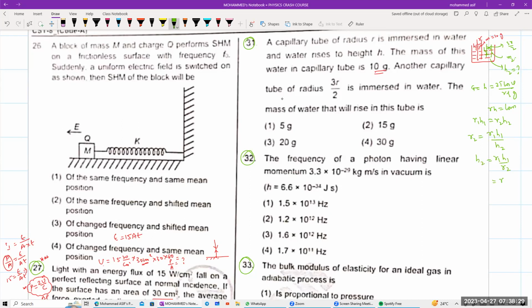r1 is r, h1 is h, and r2 is 3r divided by 2. The r gets cancelled, so h2 is equal to 2h divided by 3. Now we need the mass. Mass is equal to volume into density. Volume is area into the height to which it has been raised, so mass is pi r square into h into rho.